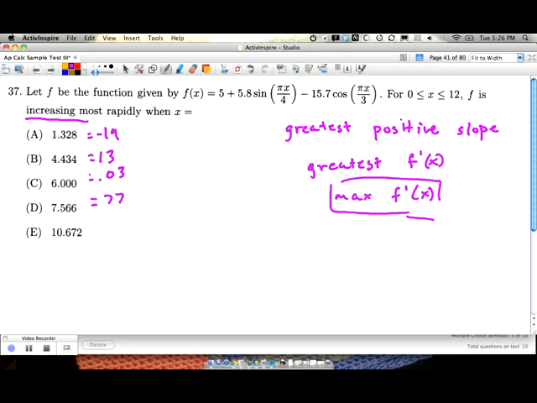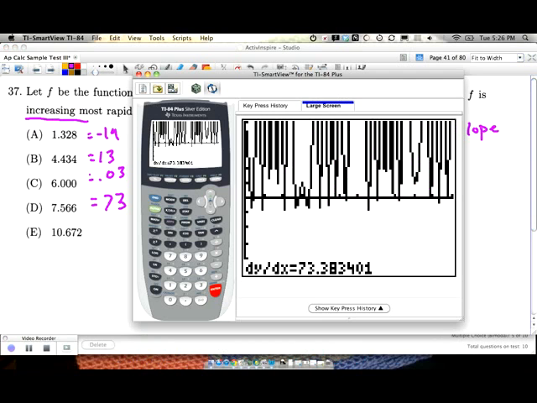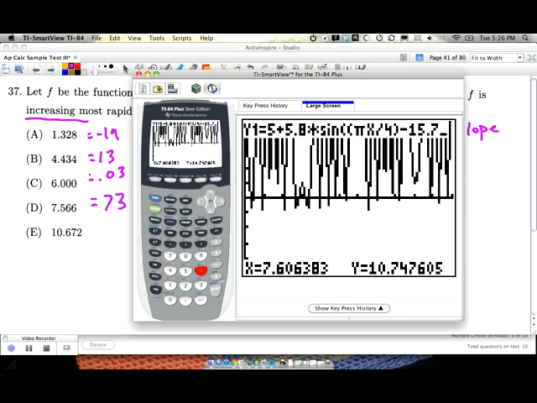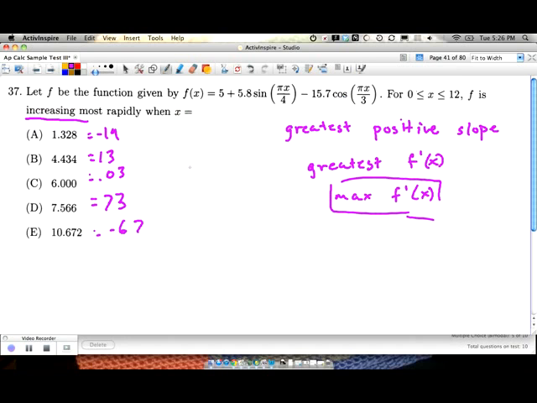Wow. That's a big slope. I think that's going to be one of them. But the only one we got to check now is 10.672. So we got second, calculate the slope at 10.672, negative 67. So the winner is, which one has the greatest slope? Ding.